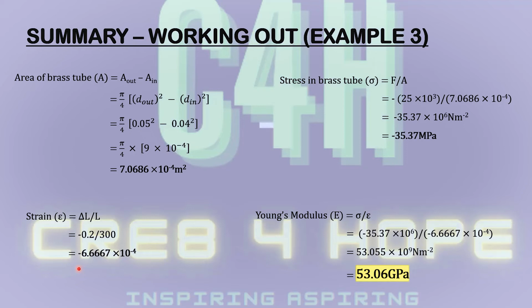Thus, we've got the needed information to calculate the Young's modulus. The Young's modulus, E, is equal to sigma divided by epsilon, or the stress divided by the strain. So this equates to minus 35.37 times 10 to the power of 6, so don't forget mega is a million, divided by minus 6.6667 times 10 to the power minus 4. Once we do the needed computation, we get approximately 53.06 GPa, or 53.1 GPa.